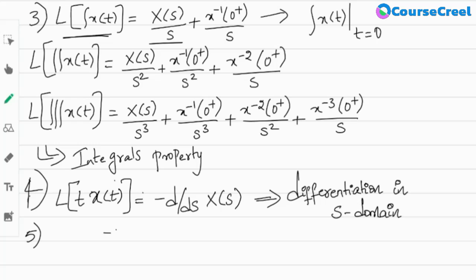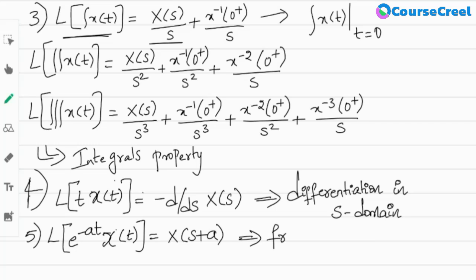And the next property which you need to remember is the frequency shift property, which is nothing but Laplace transform of e power minus at x of t is equal to x of s plus a. So this is the frequency shift property of Laplace transform. Same as Laplace transform pairs, remember these Laplace transform properties too.